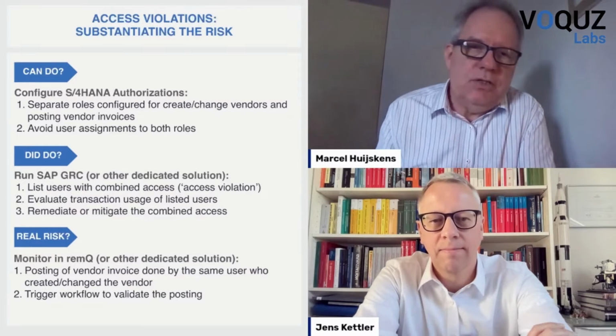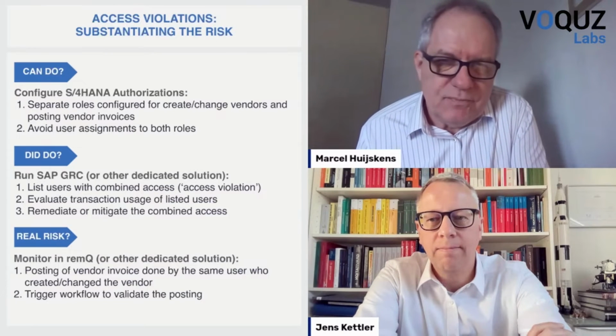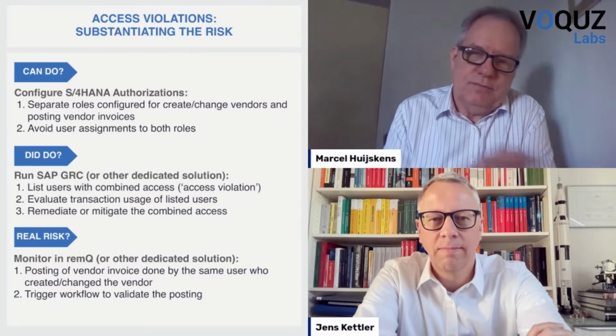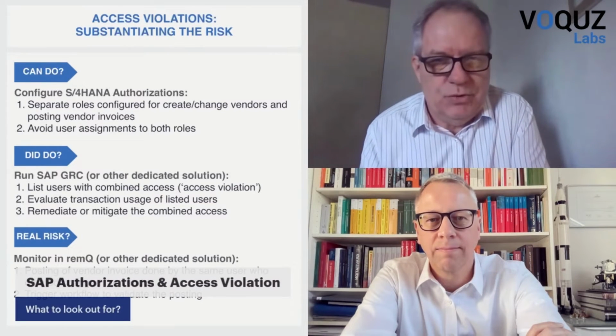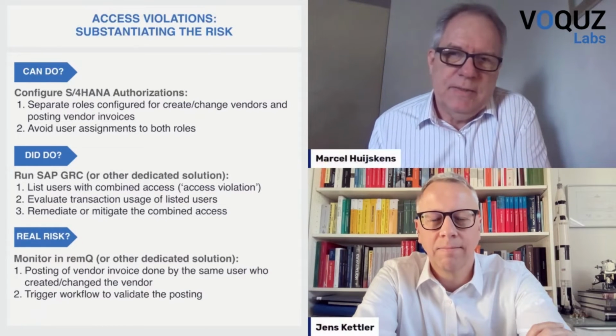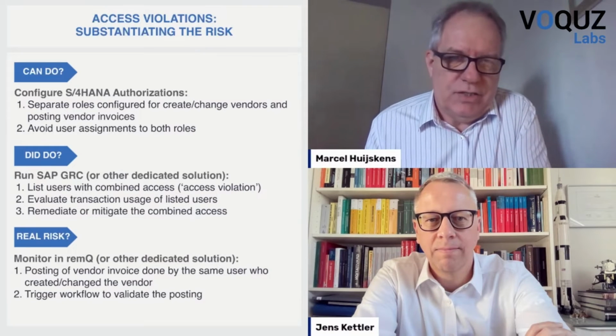So it will look into the transaction usage statistics, whether the user has hit the transaction code for create change vendors, and also for posting vendor invoices. And I can then say, oh, this is high risk because this user actually used both sides of the equation. So that would then, from that perspective, be marked as, oh, it's a did do violation.